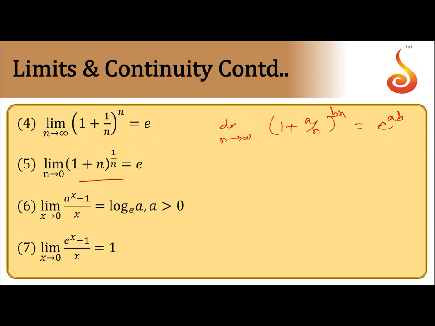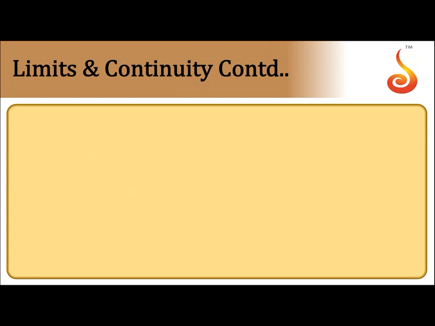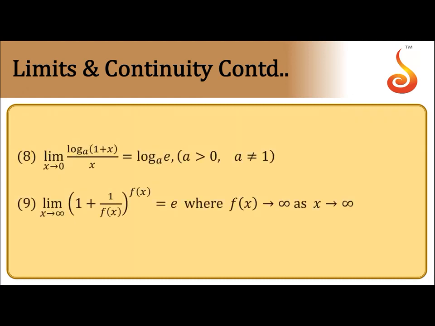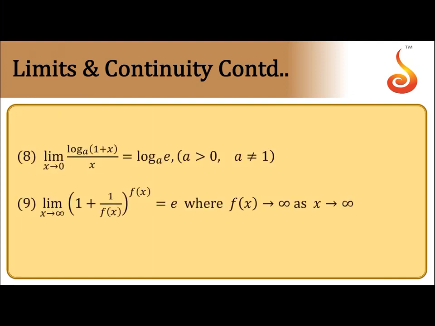Limit as x tends to 0 of (a to the power x minus 1) by x is equal to log a. One more formula: e to the power x minus 1 by x as x tends to 0 is equal to 1, and limit as x tends to 0 of log of (1 plus x) by x is equal to log e to the base a. Coming to the previous formula, (1 plus 1 by n) to the power of n as n tends to infinity is equal to e. In place of n, you can replace it by f of x, where f of x tends to infinity as x tends to infinity, and the answer is e, the same way.